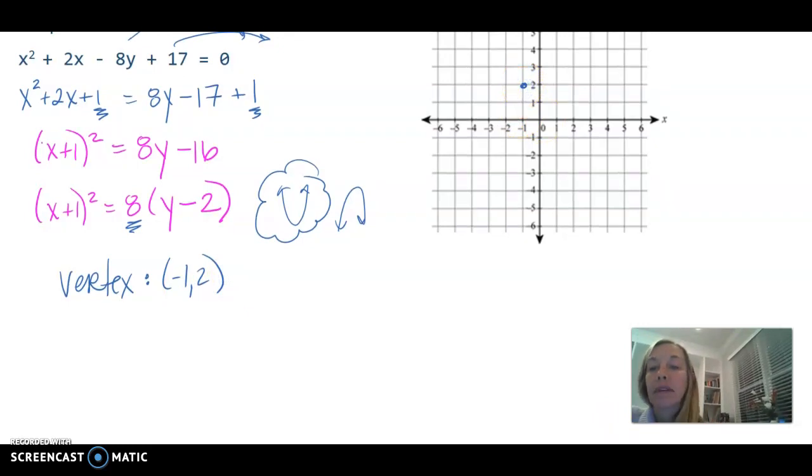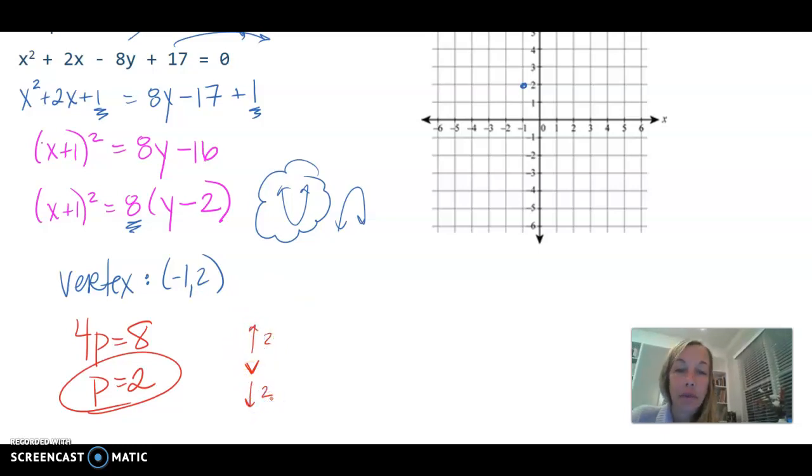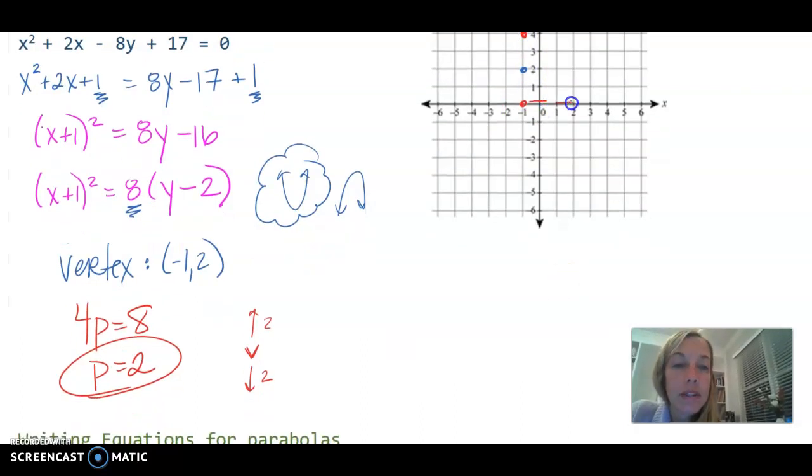I'll figure out what the p-value is. So 4p in this problem is 8. So p must be 2. That tells me I go from the focus, nope, from the vertex. I'm going to go 2 up, and I'm going to go 2 down to come up with the focus and the directrix. 2 and 2. I know it's opening up, so this is the directrix.